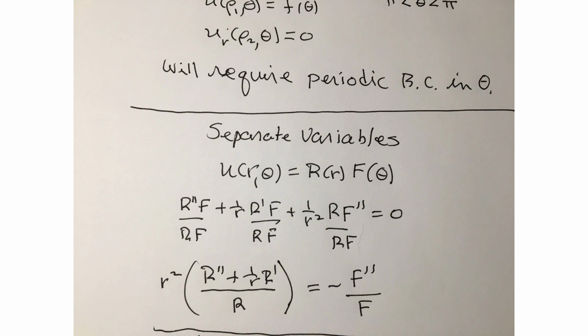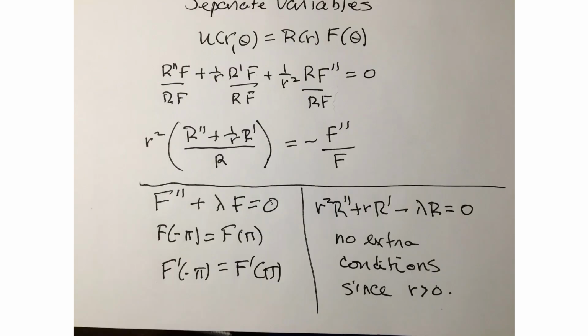So we end up with two equations. In fact, on the left at the bottom here, F double prime plus lambda F is the differential equation, and we have periodic boundary conditions. On the right, the r equation is a Cauchy-Euler equation, and since r equals 0 is not in the domain of this problem, there are no extra conditions.